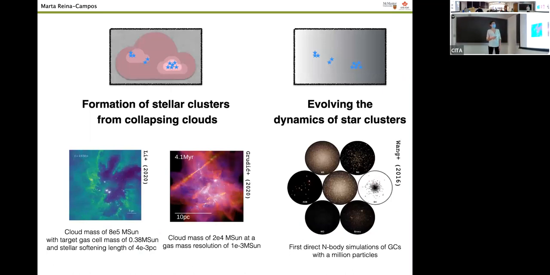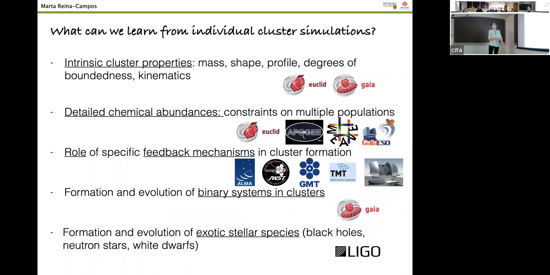These are just a couple of examples of very recent works. There's a very large community working on this aspect. And as you can see, for example, this is just a turbulent cloud collapsing in a box. You can see how it has formed some stellar clusters, and the stellar feedback from the clusters is disrupting the cloud and so clearing out the natal environment. So these are very exciting works, but as I say, they do not include the galaxy. So what can we learn from these type of simulations?